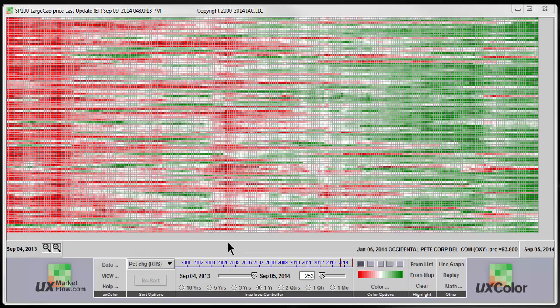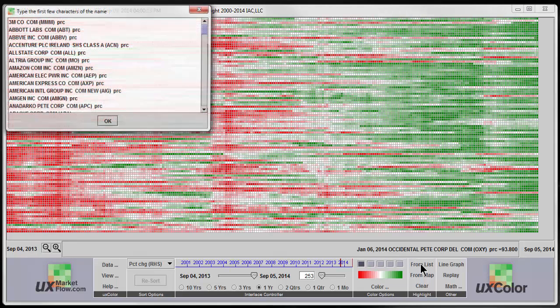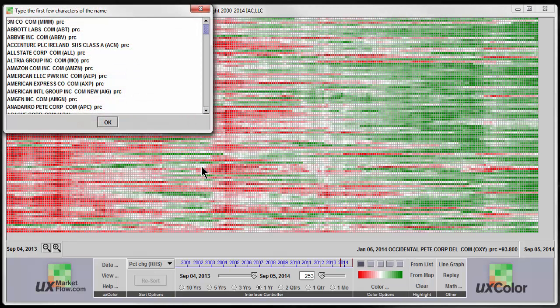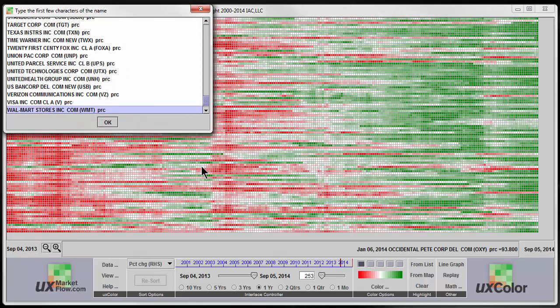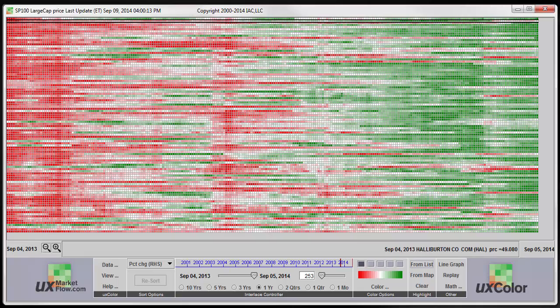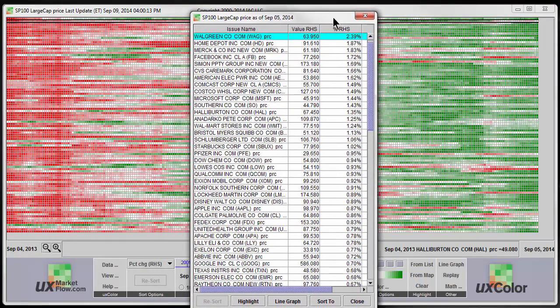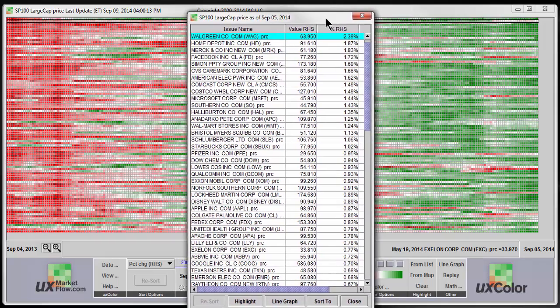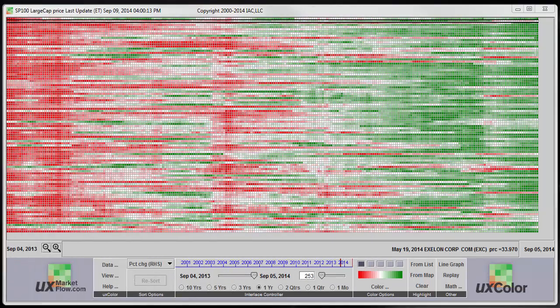So I can go out now and find the issues that have changed, and suppose I want to see Walgreens, which was one of those issues. I just type WALG, and it highlights that. And if I bring the issues list in, it shows me that Walgreens was up 2.39% the following day. So I'm going to do that for all of those issues that I noted, and I brought that in.